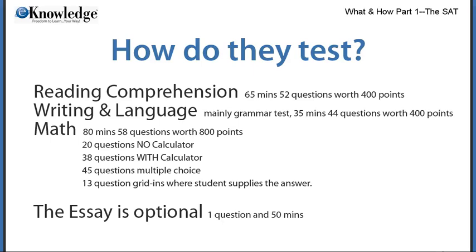And finally, the math section. It's 80 minutes long, that's an hour and 20 minutes. It has 58 total questions, and is worth 1/2 or 800 of the possible 1,600 points. 20 of the 58 questions, they don't allow you to use a calculator. But 38 of those 58 questions, they do allow you to use a calculator. So 38 questions, you get to use a calculator, 20 you don't get to use a calculator.